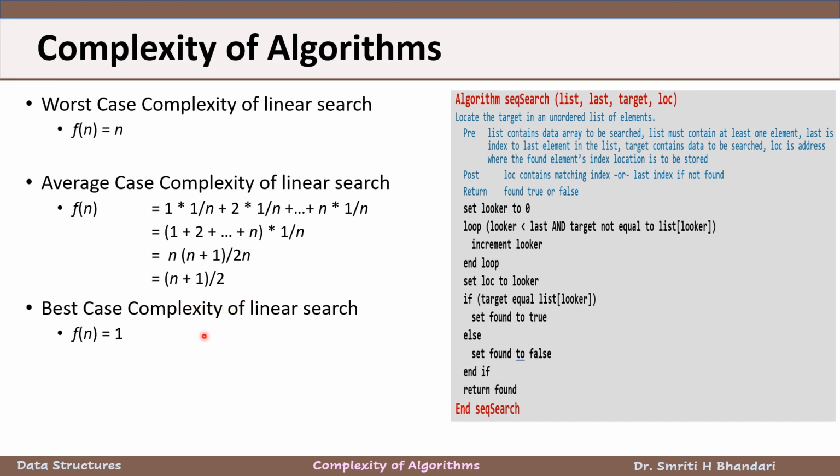What about best case complexity of linear search? Best case occurs when the very first element in the list is the target element. So only one comparison is required, right? Or the loop gets executed only once. So best case complexity of linear search is f of n equal to 1.